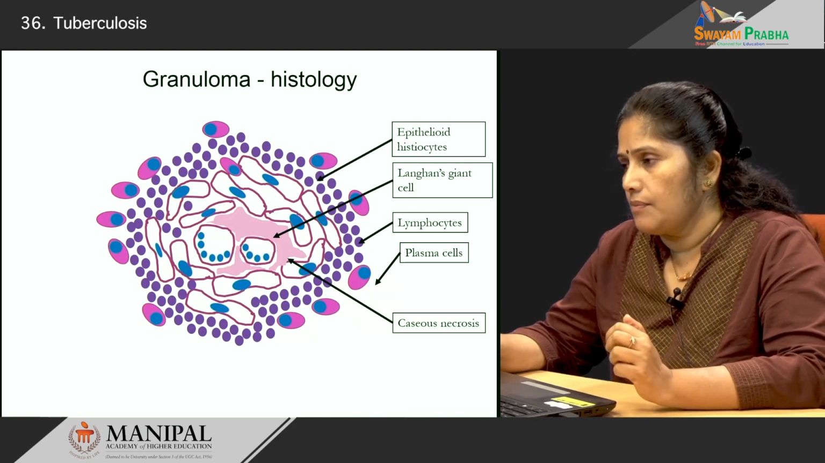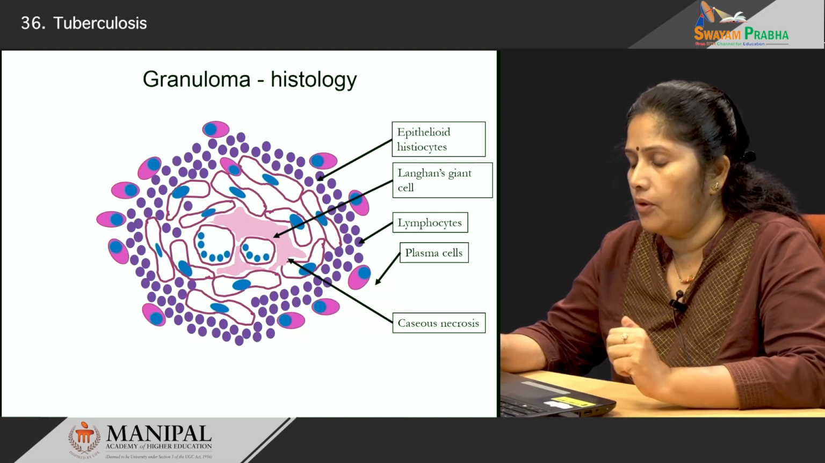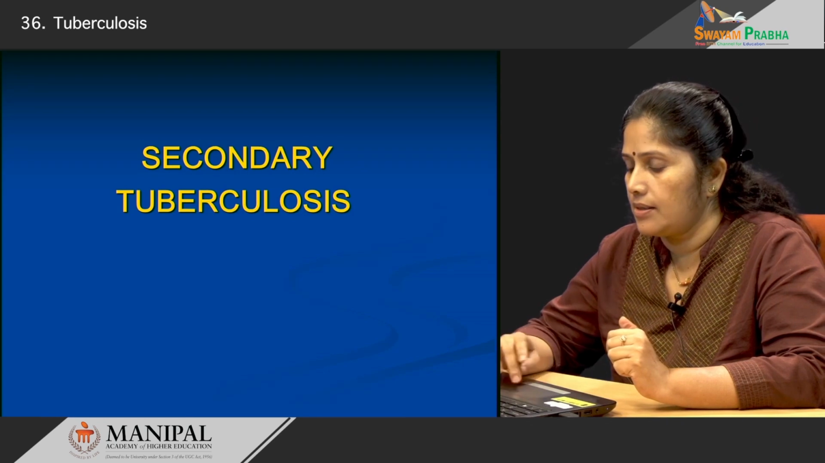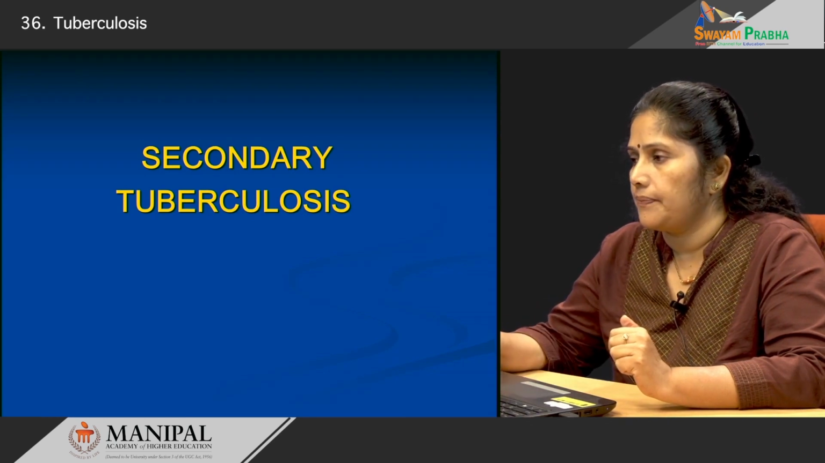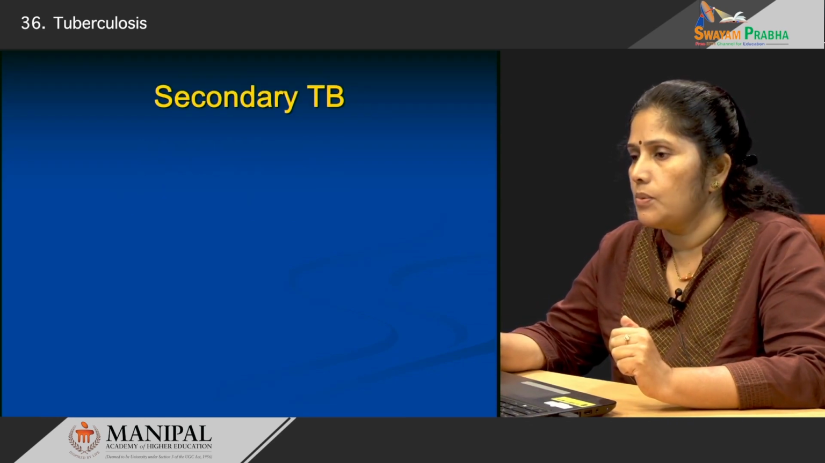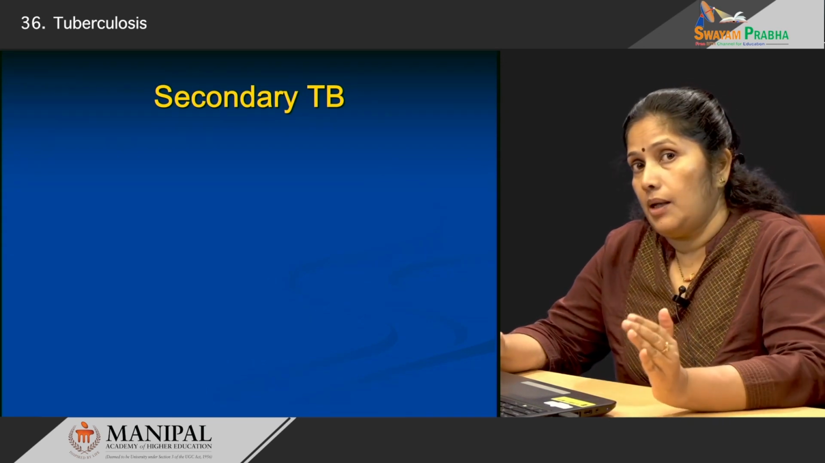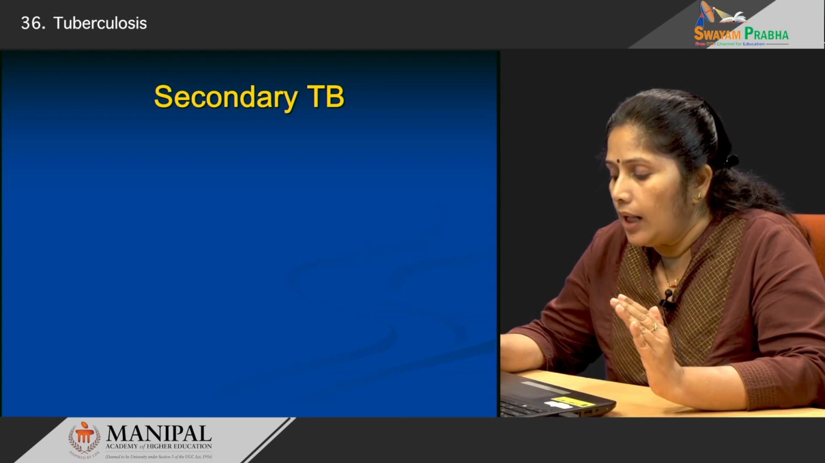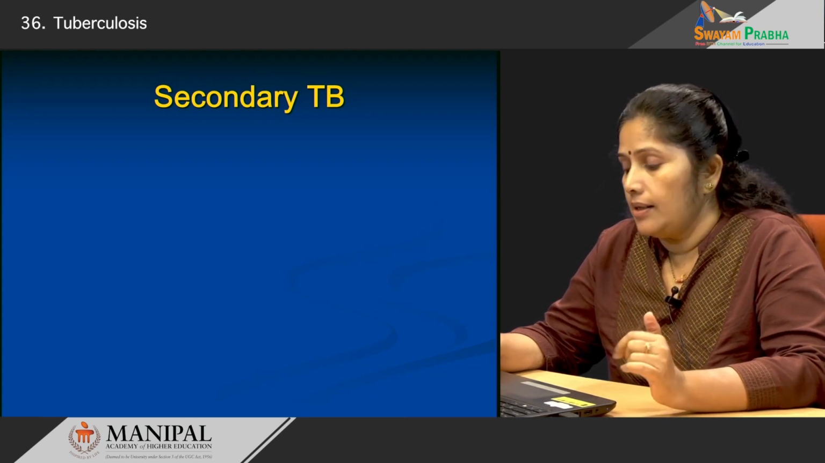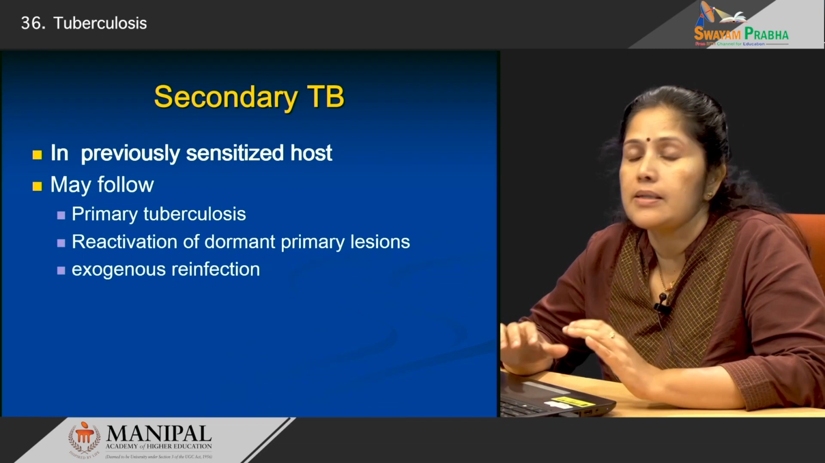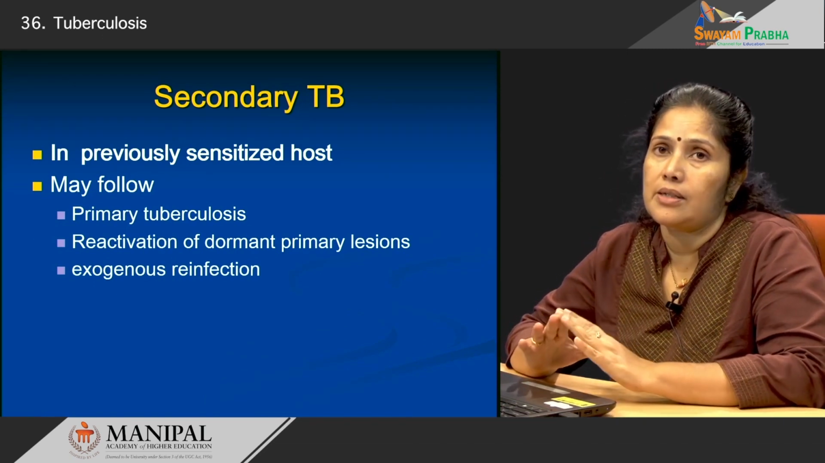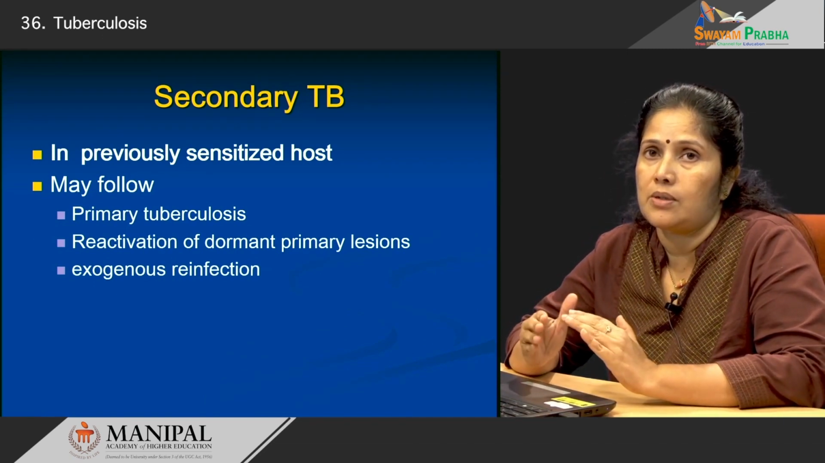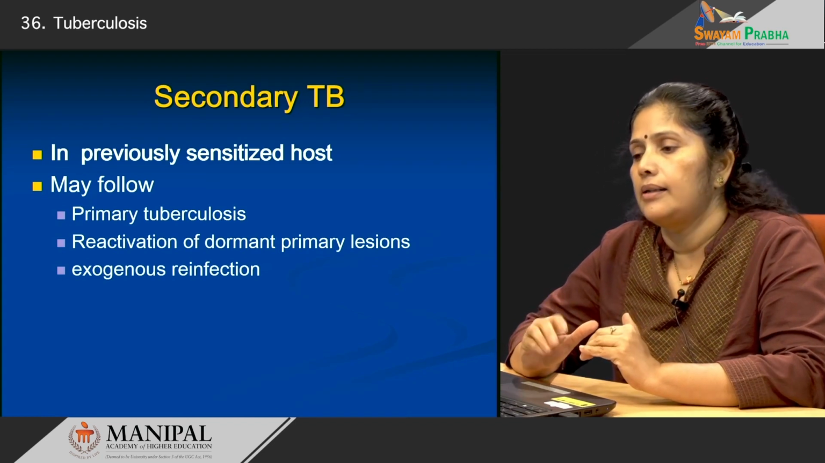So, with that, let us move on to the second form of the disease, which is known as secondary tuberculosis. Now, secondary tuberculosis, unlike primary, where we said that the patient is an unsensitized patient, is seen in previously sensitized patients. So, the patient has come across this bacilli earlier.